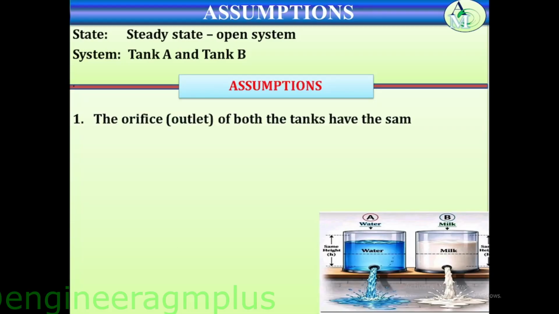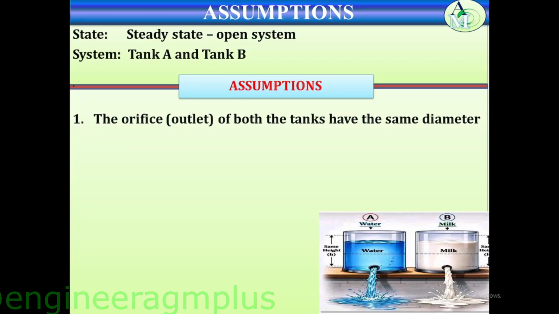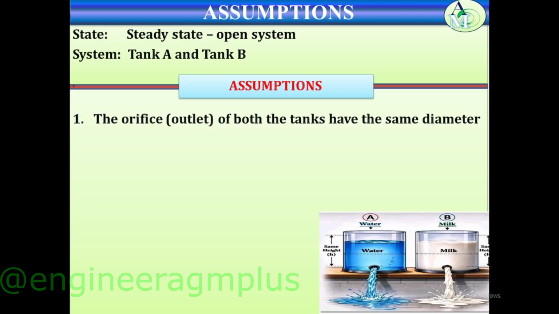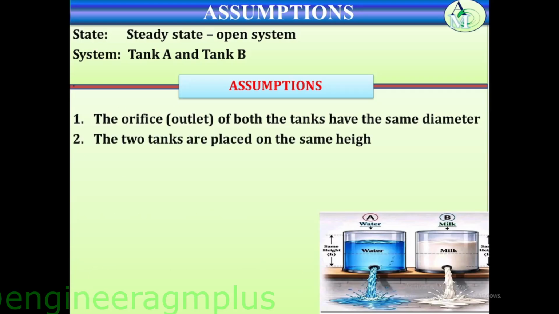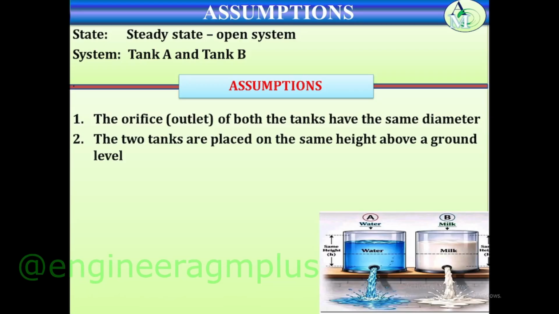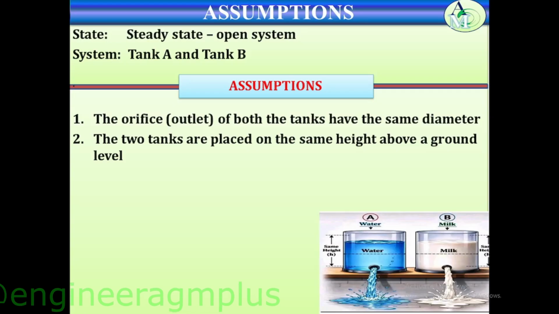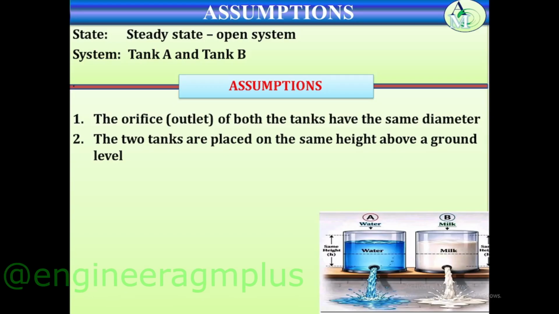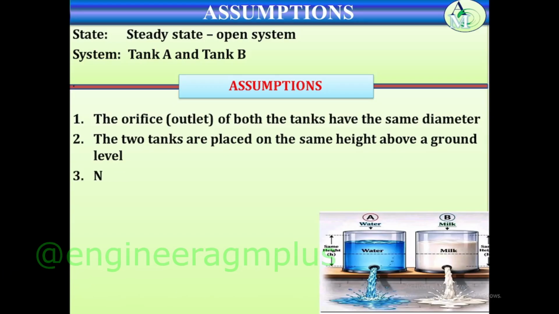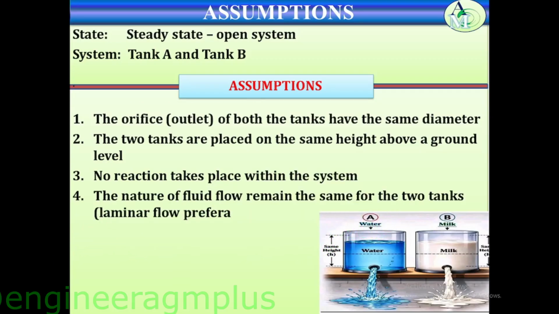The assumptions are: one, the orifice, that is the outlet of both tanks, have the same diameters, even though it was not explicitly stated in the image, it is an implicit factor to consider. Two, the two tanks are placed at the same height above ground level, as it is seen in the image, both are at the same height. However, some people, especially engineers, might not accept the fact unless a dimension is drawn to specify the equality. Three, no reaction takes place within the system. Four, the nature of the fluid flow remains the same for the two tanks.